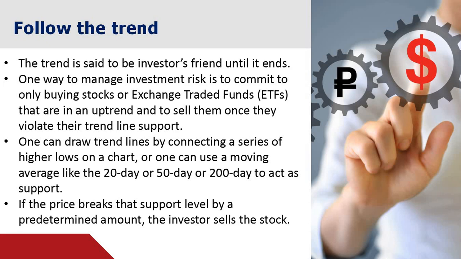One can draw trend lines by connecting a series of higher lows on a chart, or one can use a moving average like the 20-day, 50-day or 200-day to act as a support. If the price breaks below the support level by a predetermined amount, the investor sells the stocks in order to reduce the risk involved in the position.